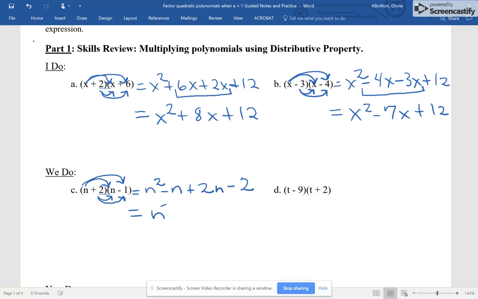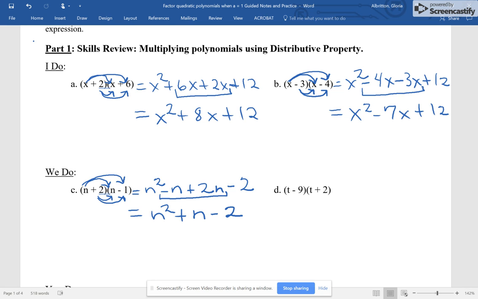When I combine my like terms, I have a negative 1n plus 2n. That gives me a positive 1n. And I do not have to put a 1 in front. And then I've got minus 2. So my final answer becomes a trinomial. So again, the product of 2 binomials will give me a trinomial answer.